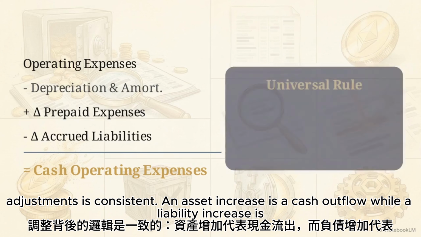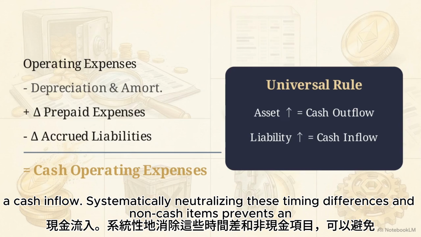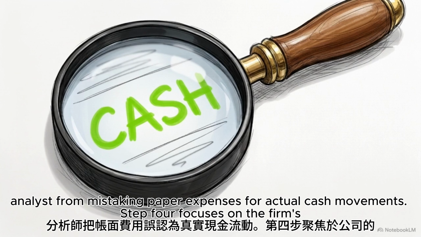The logic for these adjustments is consistent. An asset increase is a cash outflow, while a liability increase is a cash inflow. Systematically neutralizing these timing differences and non-cash items prevents an analyst from mistaking paper expenses for actual cash movements.